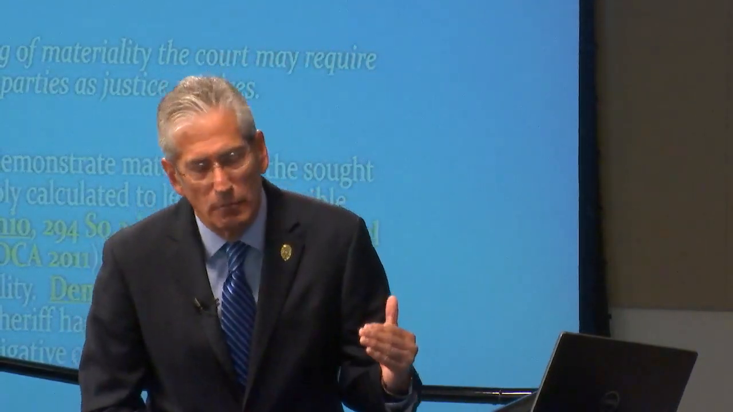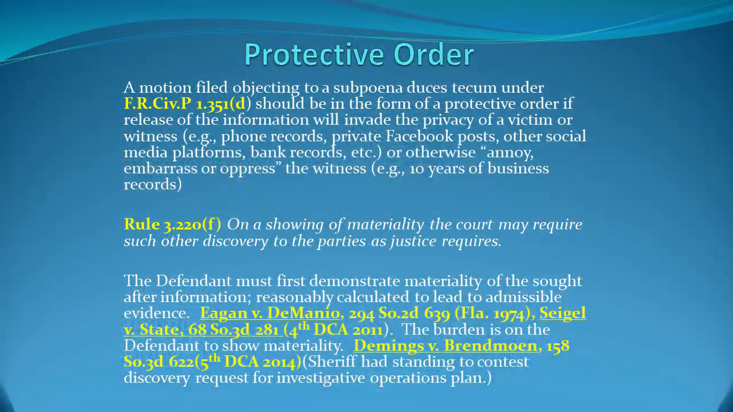Now, a motion for protective order is the proper way to object to a subpoena duces tecum. That's under Civil Rule 1.351(d). It should be in the form of a protective order if the release of the information will invade the privacy of a victim, which is constitutional now, or a witness.